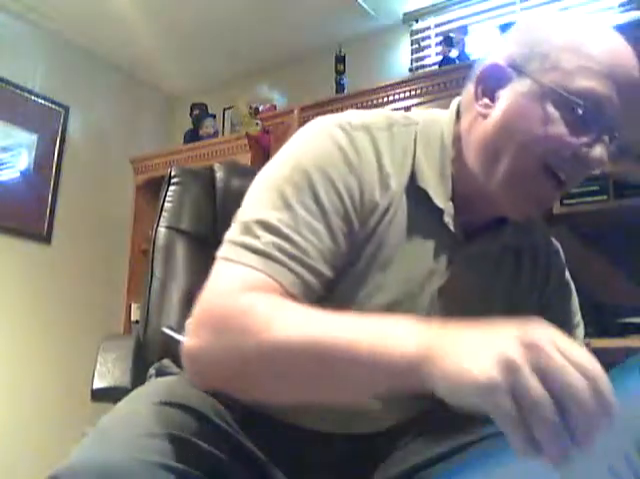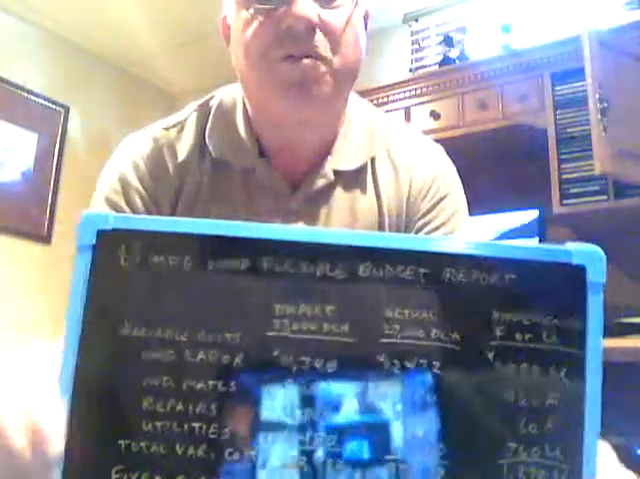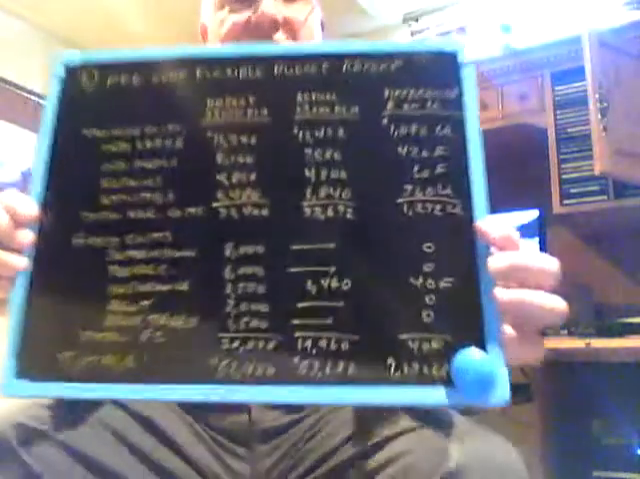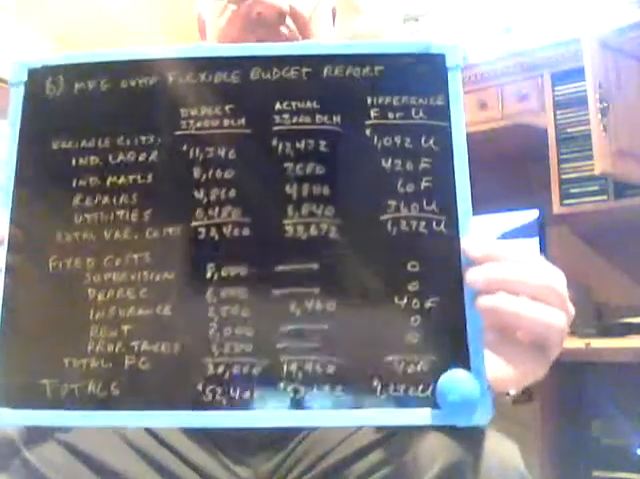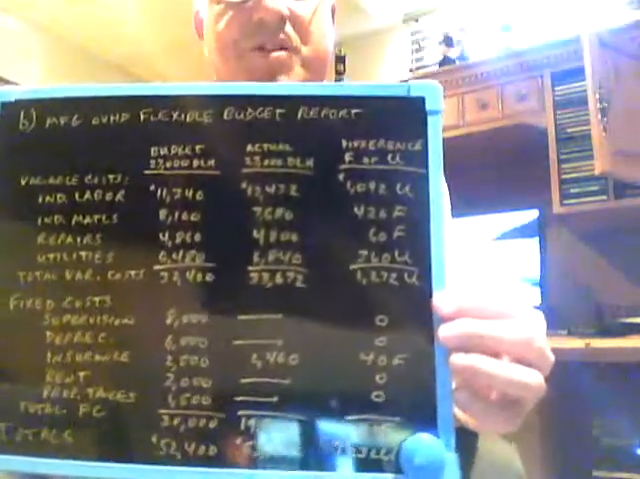And finally, they asked in Part B for a manufacturing overhead flexible budget report. So this is the report of actuals versus budget, whereas before we were just asked to prepare the budget itself.